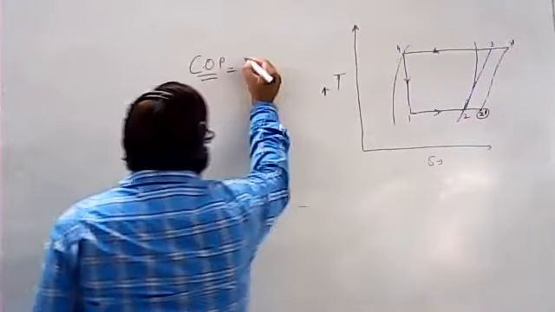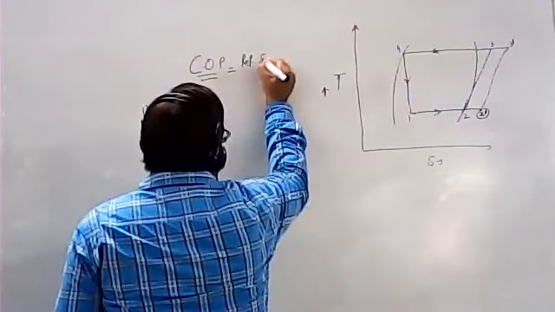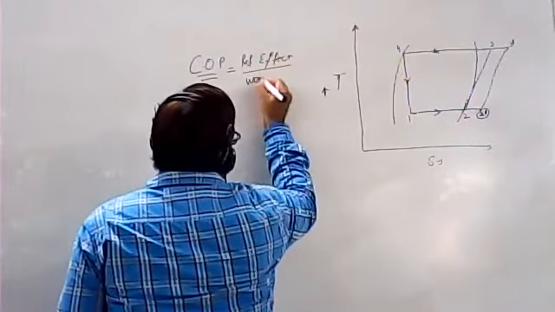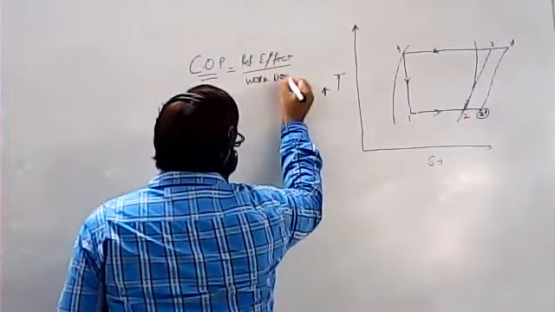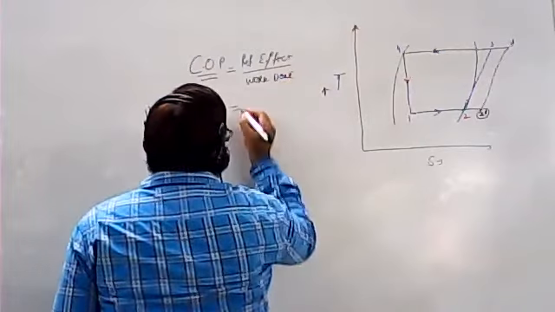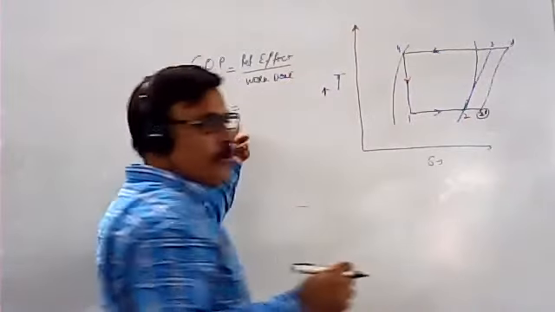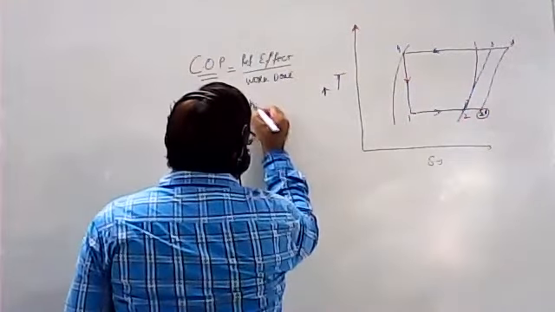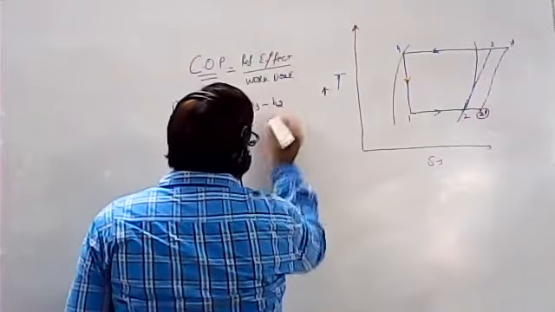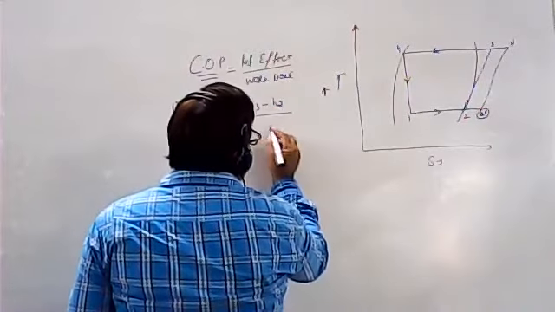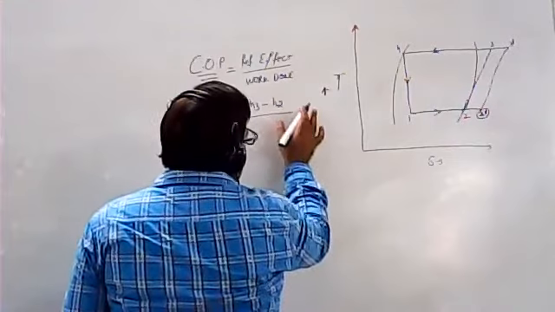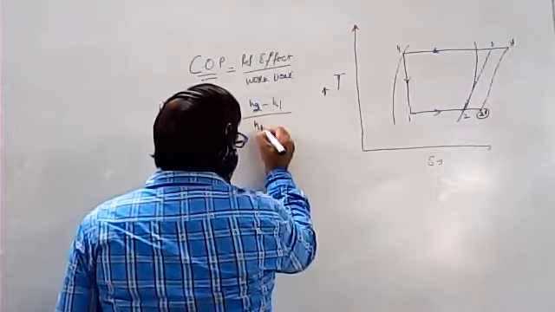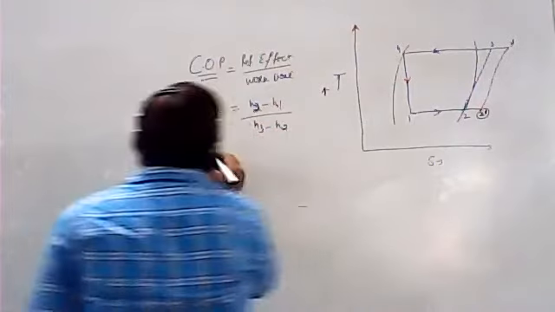COP is refrigeration effect divided by work done by the compressor. First, in this case, look at here. First it was H3 minus H2 divided by work done. Refrigeration effect H2 minus H1. Compressor work H3 minus H2.